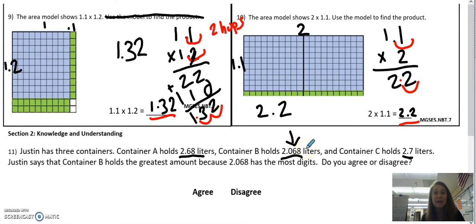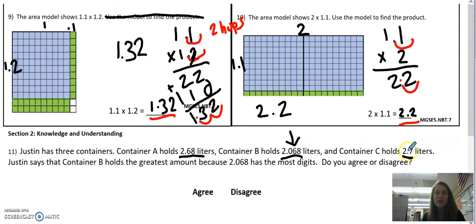Well, Justin's right that it does have the most digits, but he's definitely wrong that its value is the greatest. Even though it's got 1, 2, 3, 4 digits, we have to look at the value of those digits. And the value of that 68 is in the thousandths place. So he has 68 thousandths. But look over here. Container A also has 68, but that 68's in the hundredths place. So container A has 68 hundredths. Hundredths are bigger than thousandths. So actually, container A holds more than container B.